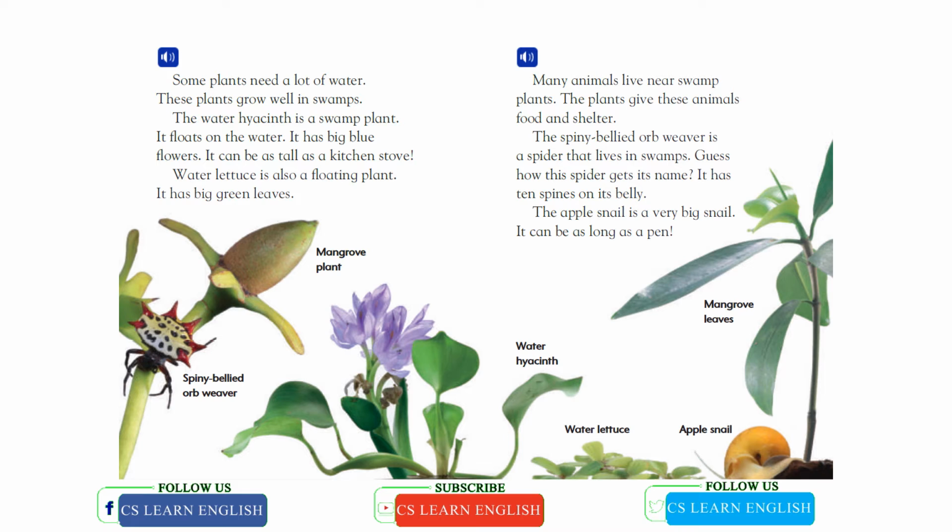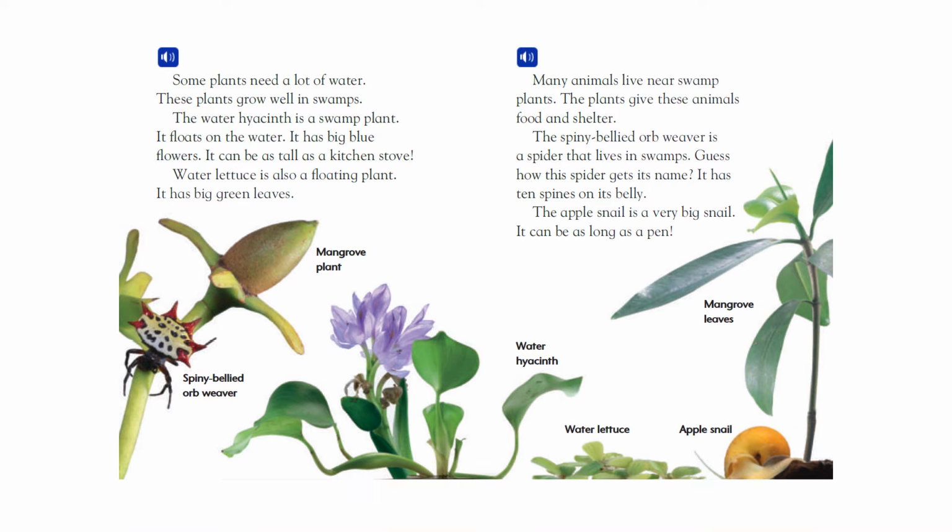Some plants need a lot of water. These plants grow well in swamps. The water hyacinth is a swamp plant. It floats on the water. It has big blue flowers. It can be as tall as a kitchen stove. Water lettuce is also a floating plant. It has big green leaves.